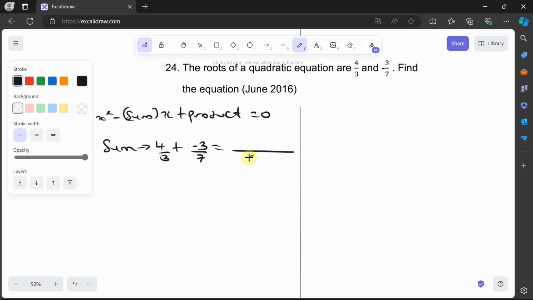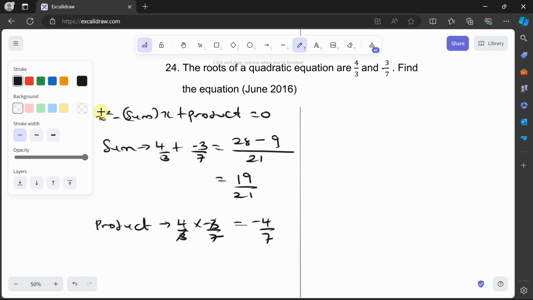So for the sum, we have 4 over 3 plus minus 3 over 7. The LCM here is 21. So 3 in 21 is 7. 7 times 4 is 28. 21 divided by 7 is 3. 3 times minus 3 will give you minus 9. So 28 minus 9 will give me 19. So 19 over 21. Then for the product, that will be 4 over 3 multiplying minus 3 over 7. 3 will cancel 3, so I'll be left with minus 4 over 7.